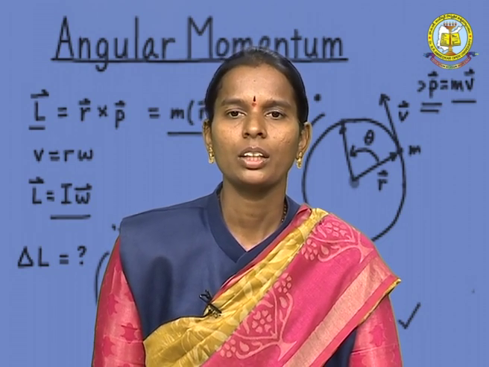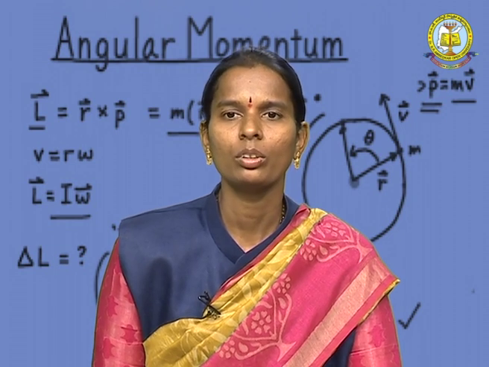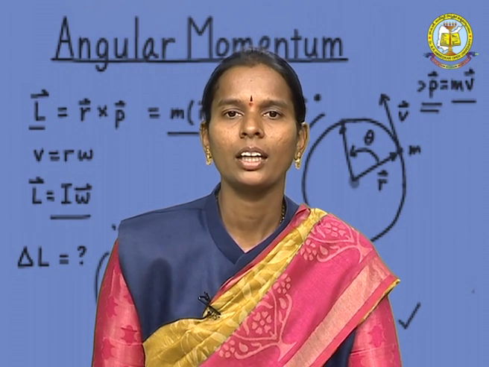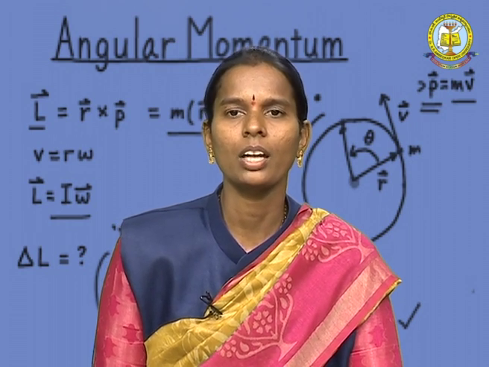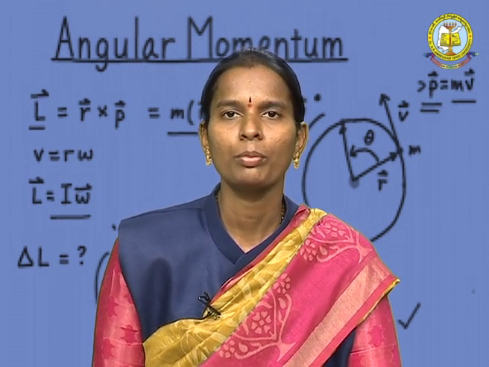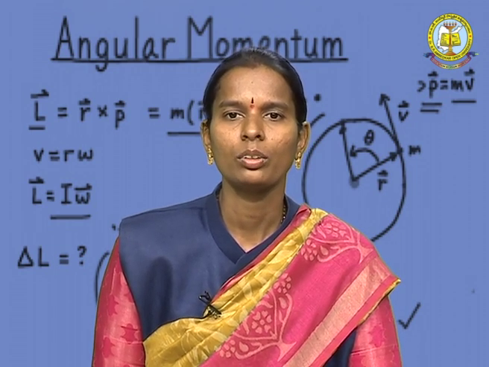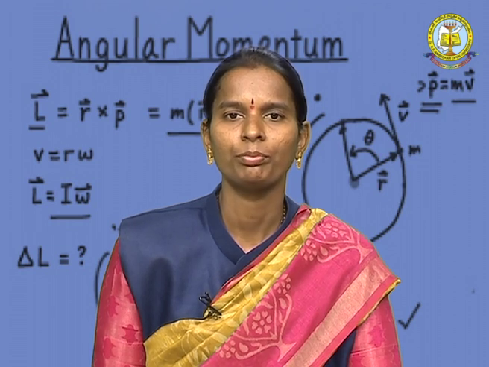Then conservation of angular momentum: L is equal to constant. And the relation between torque and angular momentum: you know, torque is equal to r cross F and angular momentum is L is equal to r cross p.